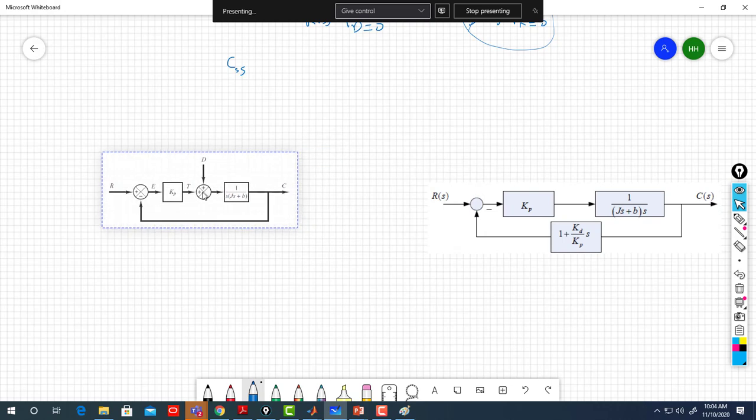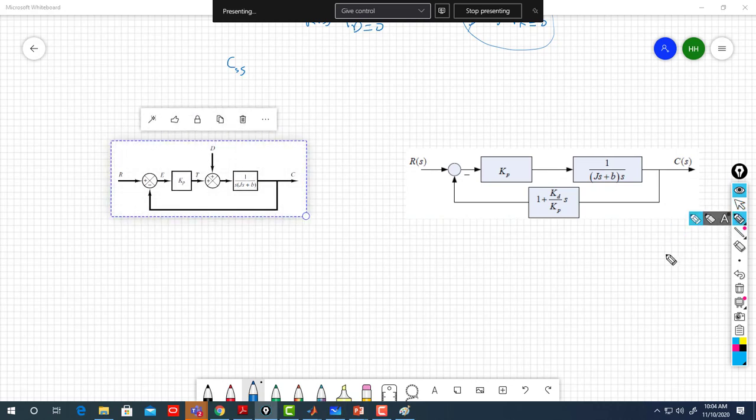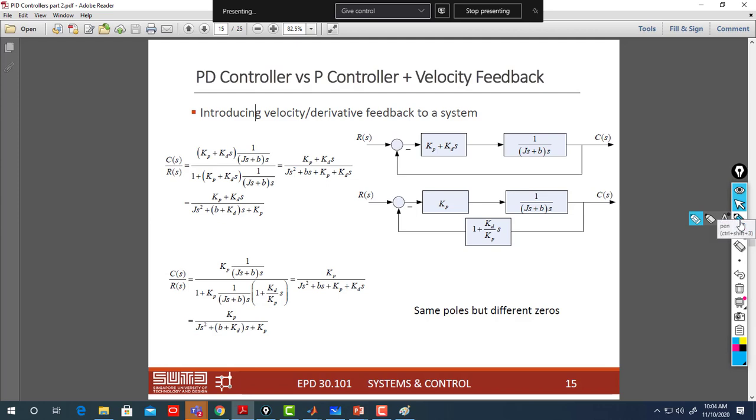So what do we have in these two cases? Let's see, figure A and figure B. This is figure A, and this is figure B. Here, they are asking us in this slide to study the PD controller versus the P controller and velocity feedback. So this is the PD controller.